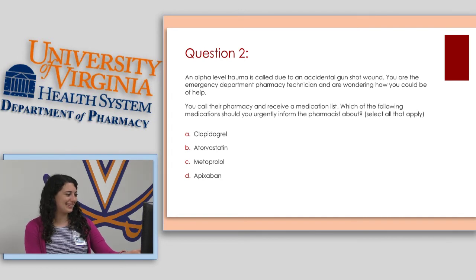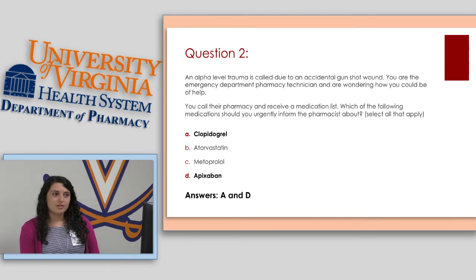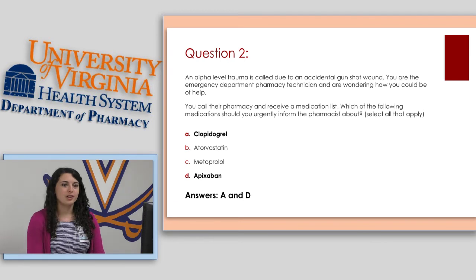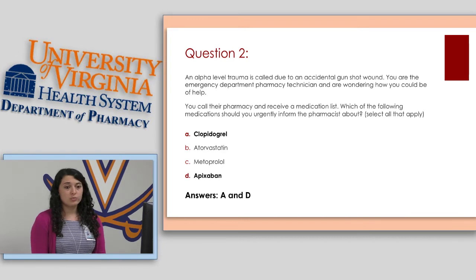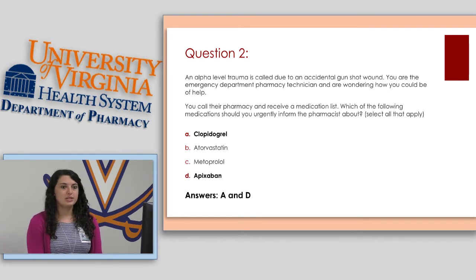So this answer would actually be A and D. Clopidogrel is an antiplatelet, and apixaban is an anticoagulant. It's not as important that you know which one is antiplatelet or anticoagulant, but just that those are two medications that can increase risk of bleeding. Knowing about C would also be important, just because that medication can slow down the heart rate, but it may not be needed that you tell us immediately like these other two, because these are something that we can reverse so that they don't bleed.